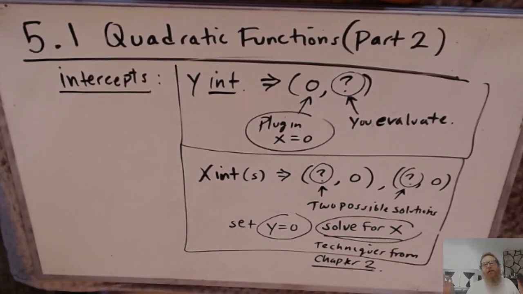Everything else we've already discussed. We've already discussed the vertex. We've already discussed the vertex form. We've discussed how to draw the graph. I'll probably do a few more of those just to keep that alive. We've already talked about domain and range. So this will pretty much wrap it up.